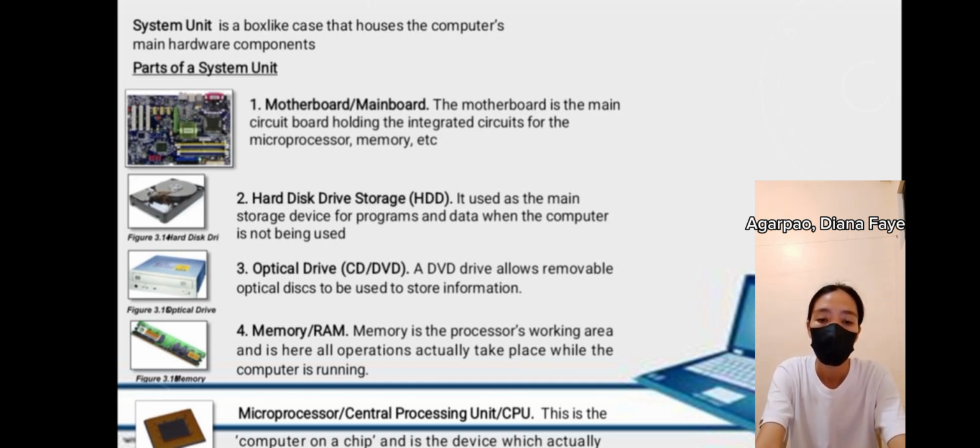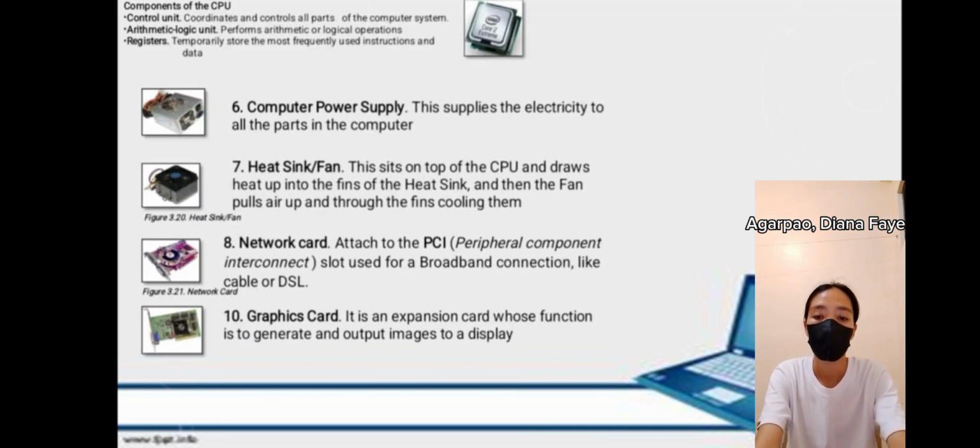Number 5. Microprocessor or Central Processing Unit, CPU. This is the computer on a chip and is the device which actually executes the instructions. Components of the CPU. Letter A, control unit. Coordinates and controls all parts of the computer system. Letter B, arithmetic logic unit. Performs arithmetic or logic operations. Letter C, registers. Temporarily store the most frequently used instructions and data.